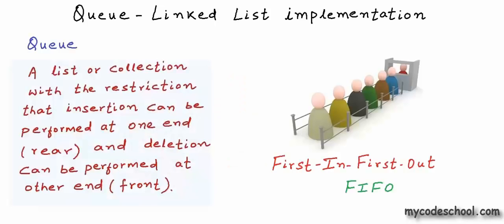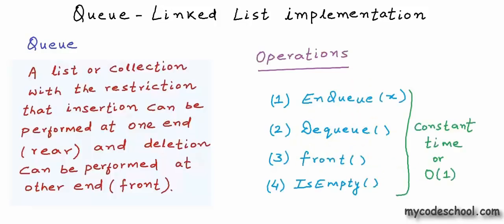Queue data structure is a list or collection with this restriction that insertion can be performed at one end and deletion can be performed at other end. These are typical operations that we define with queue. An insertion is called enqueue operation and a deletion is called dequeue. Front function should simply return the element at front of list, and isEmpty should check whether queue is empty or not. And all these operations must take constant time. Their time complexity should be big O of 1.